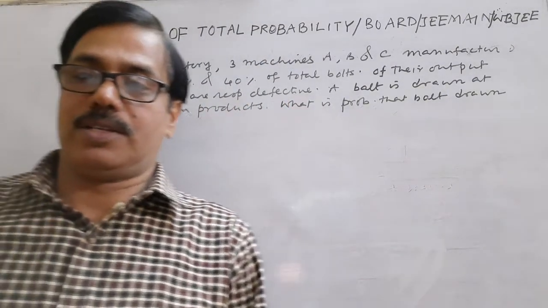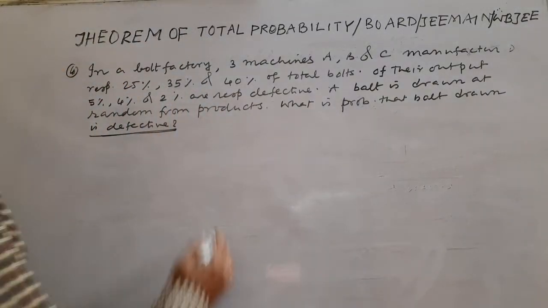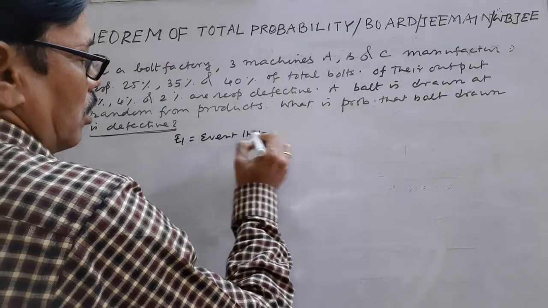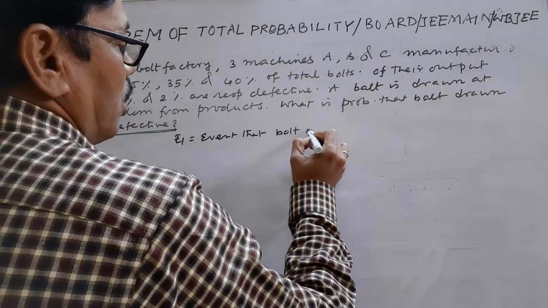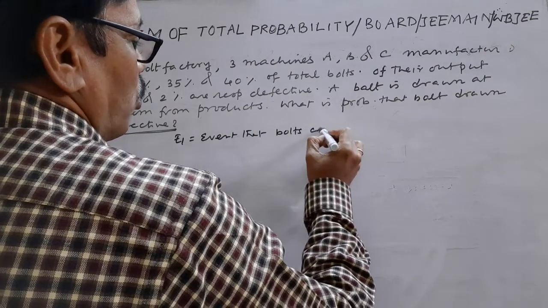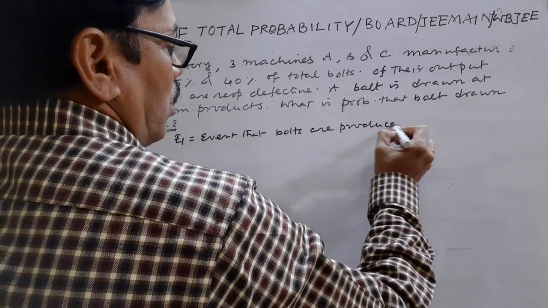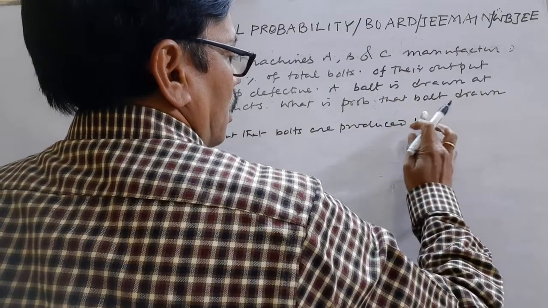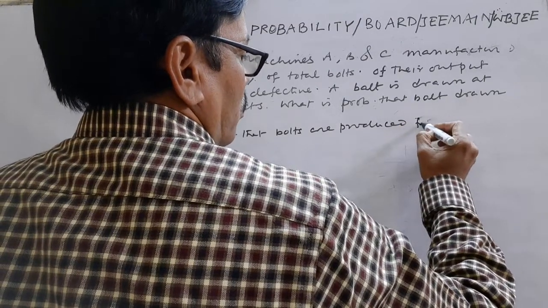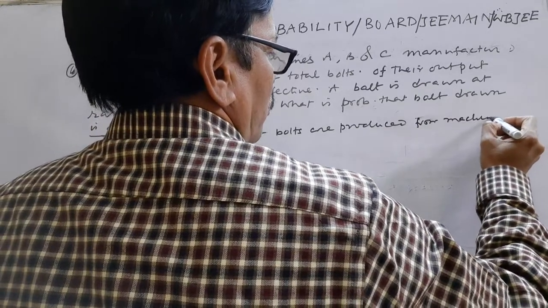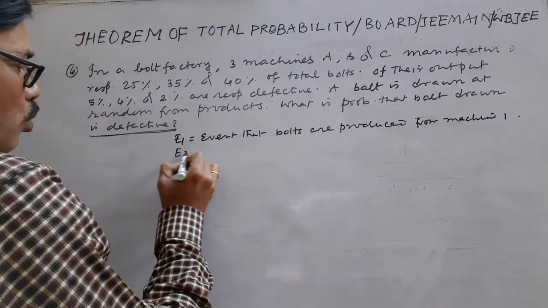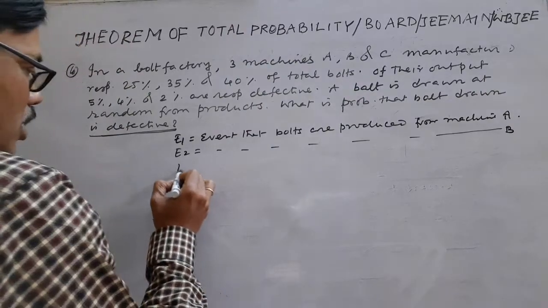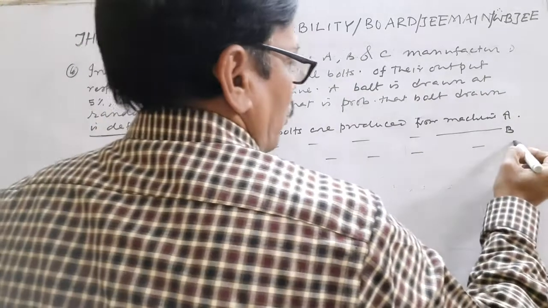So there are 3 machines A, B and C. So E1 equals the event that bolts are manufactured by machine A, E2 is from machine B, and E3 is from machine C.